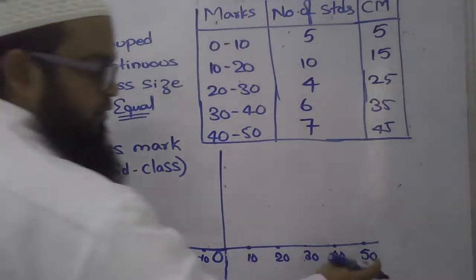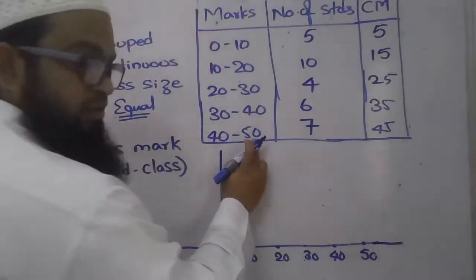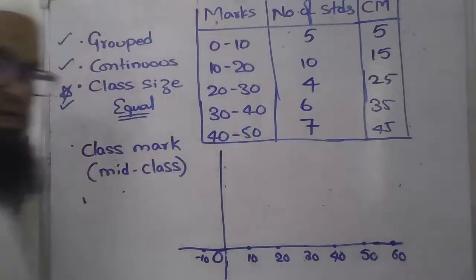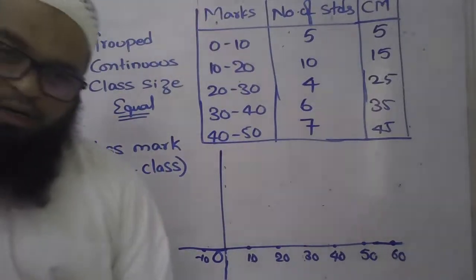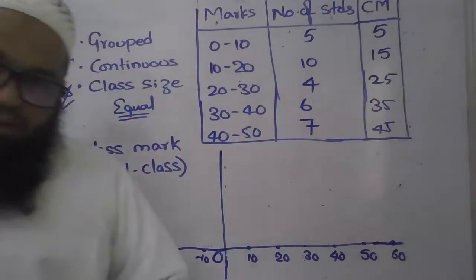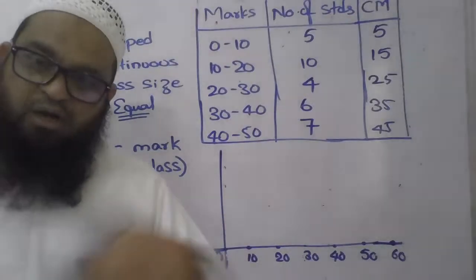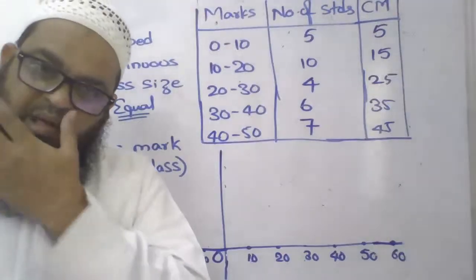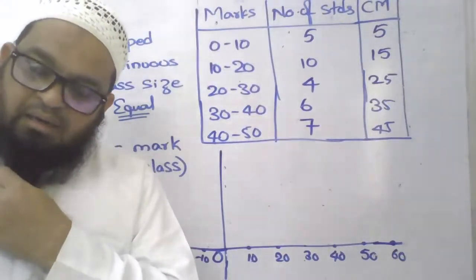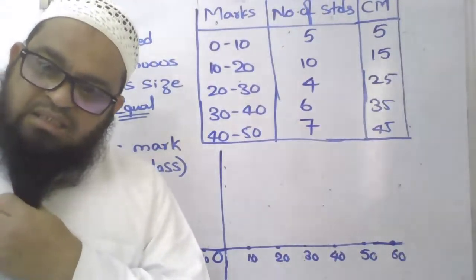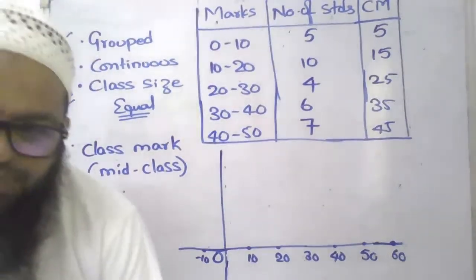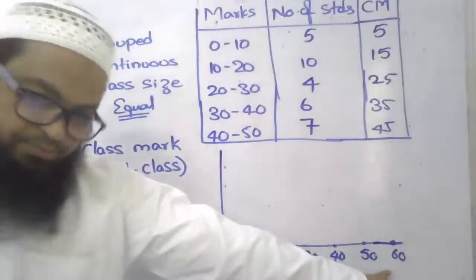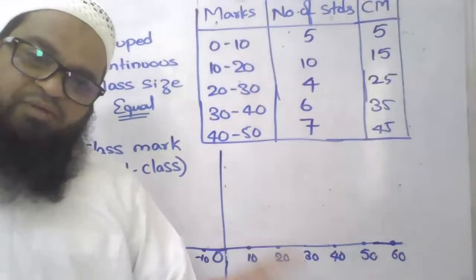And the last one also. Here, what is it? 50. 50 plus 10, 60. This is very, very important in frequency polygon. Everybody understood? If you have any doubt, let me know. Not 51, Christo. 50 plus 10. What is the class size? 10. So it is 50 plus 10. It will be 60. These two things are very important.